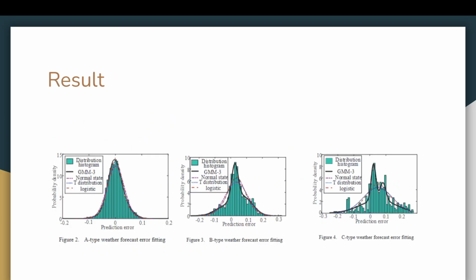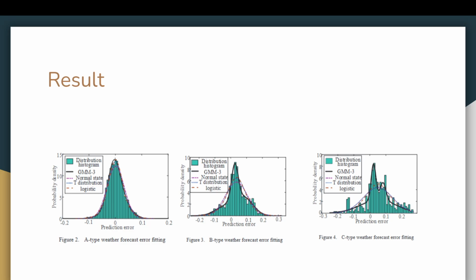So in this section, several typical single distribution models and a third-order Gaussian mixture model are used to compare the fitting results of the prediction errors classified according to weather conditions. These figures show the results obtained by fitting the prediction errors by using normal distribution, logistic distribution, t-distribution, and GMM in all kinds of prediction error weather.